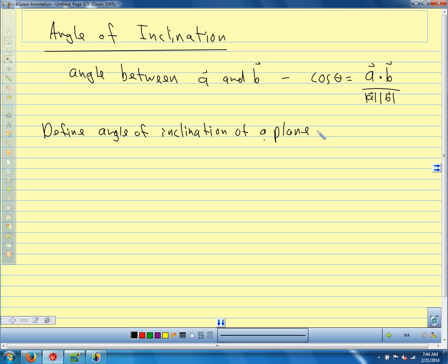So we want our angle. So we have angle theta, where 0 is less than or equal to theta, less than or equal to pi over 2, between the plane we're interested in and the xy plane.